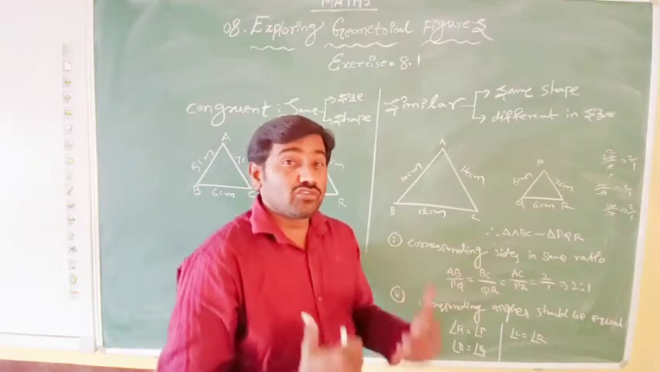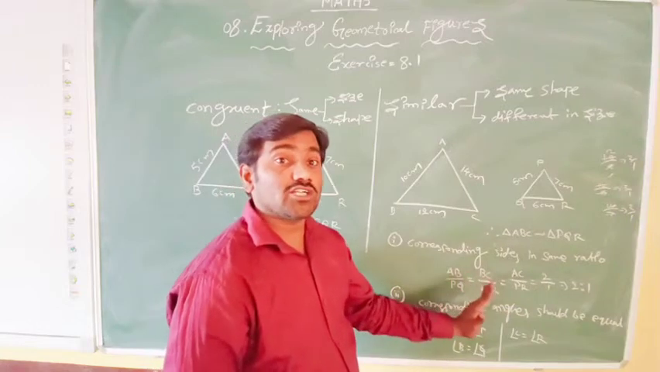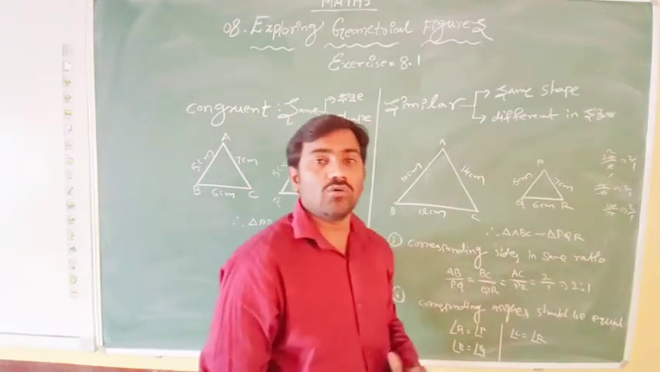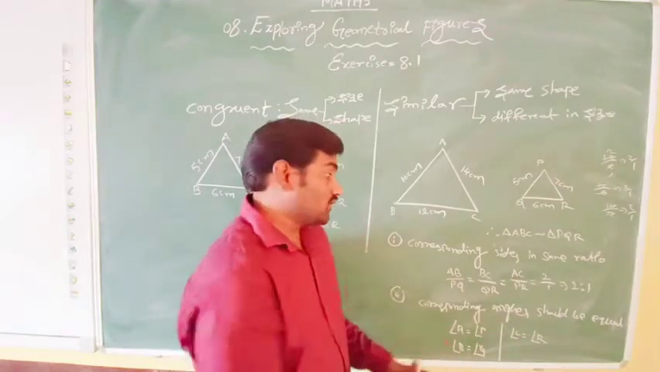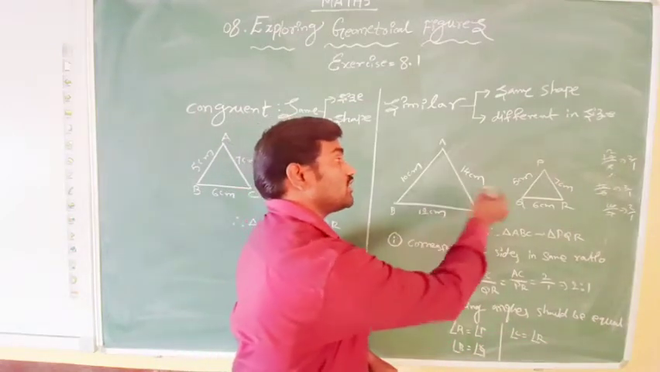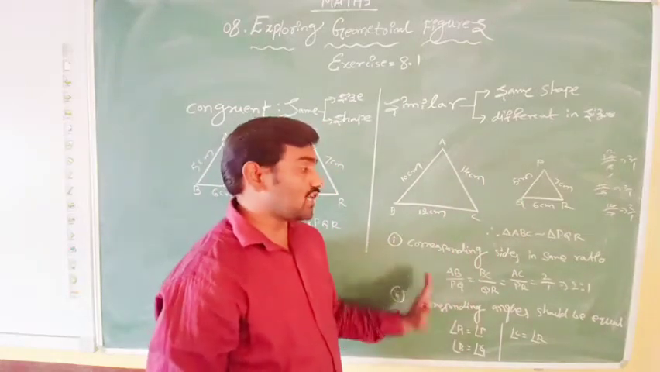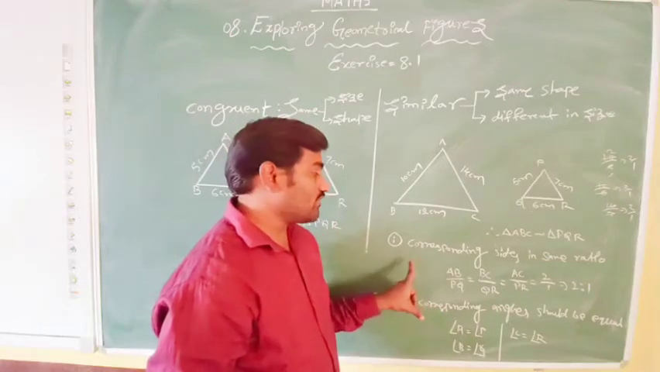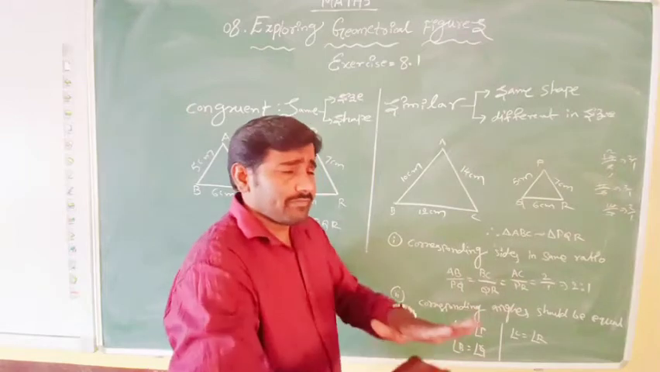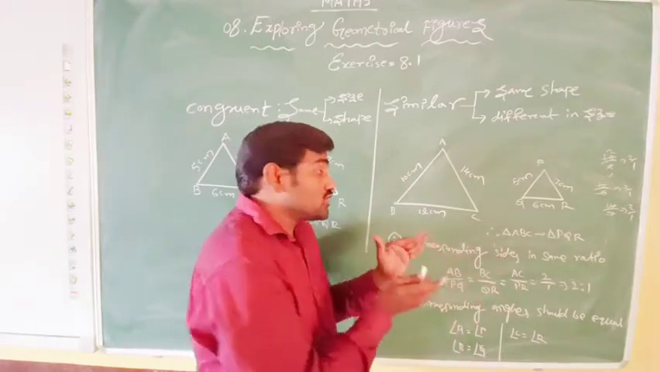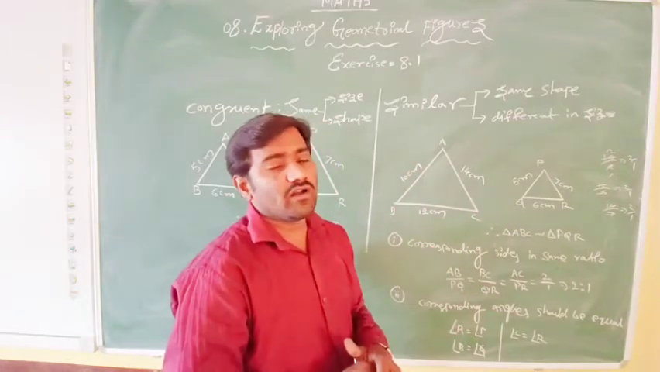But mathematically we need to prove that these two conditions are satisfied: their corresponding sides should be in the same proportion or ratio, and the corresponding angles should be equal. Only then are these two triangles similar, or else they are not similar. This must satisfy both conditions. If one condition is satisfied and the other is not, then it is not similar. Both conditions have to be satisfied, then only can we call it similarity of triangles.